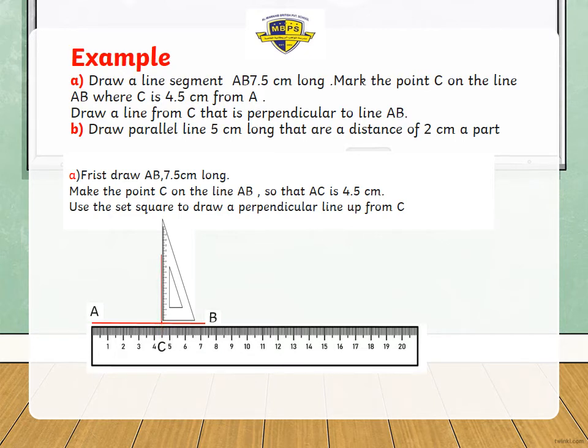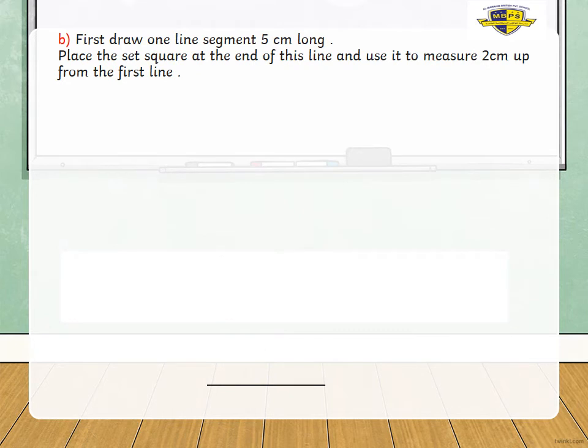Now I finish A. I drew a line segment and I made a point C on my line segment. Then I drew a perpendicular line to AB. Now, how to solve B? First, draw one line segment 5 cm long. Place the set square at the end of this line and use it to measure 2 cm up from the first line. I measure here 2 cm.